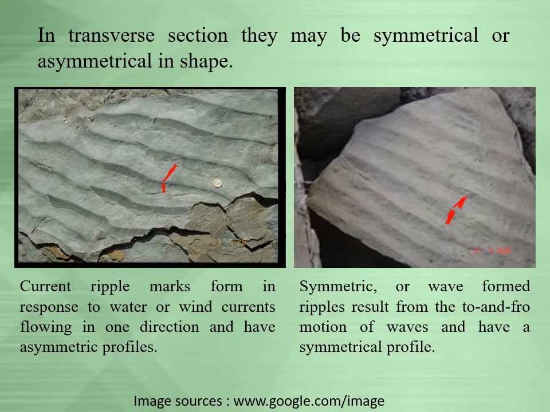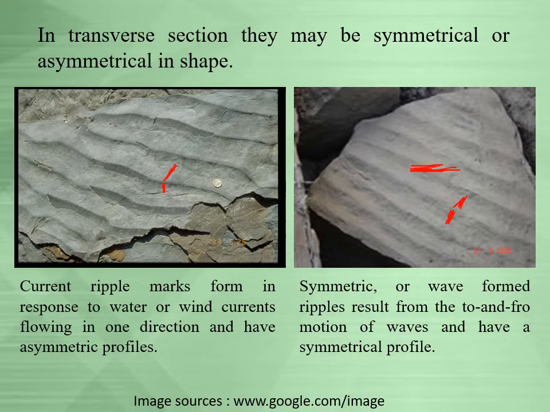That is why these are called symmetrical ripples, and they are formed by bidirectional oscillation flow. Oscillation means back and forth movement. In old literature these ripples are also called oscillation ripples. Nowadays the term oscillation ripple is a little obsolete, so they are known as symmetrical ripples or wave ripples.